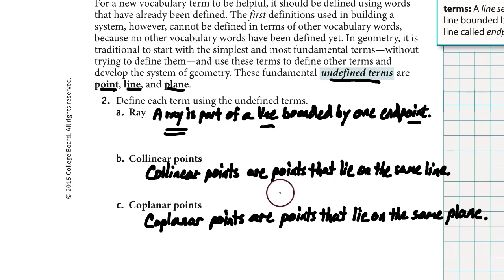Collinear points are points that lie on the same line. So again, in this definition, collinear points is the subject of the sentence and written at the very beginning. And then later on in defining that, we use the word point and then even the word line. Coplanar points are points that lie on the same plane. I'm going to pause the video here so that you can record these definitions so that you can use them on your assignment later.